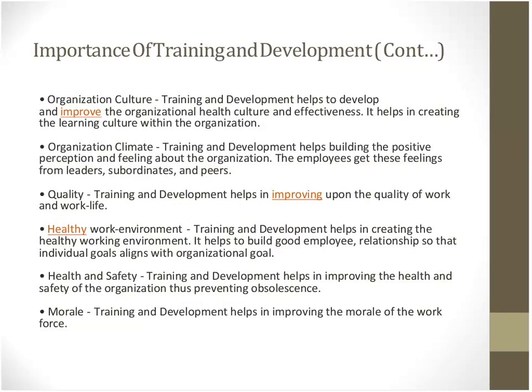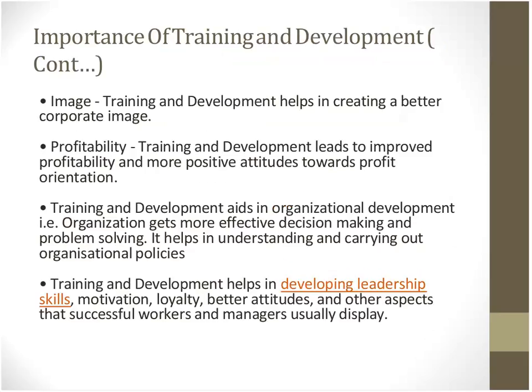And quality is also very important, and it can be achieved by training and development. It improves the quality of the work. And to have a healthy working environment, it can be educated by the training and development part of an organization's strategy. And health and safety: how we can have a safe environment, safe use of equipment, and healthy behavior with each other, with customers, with subordinates and top management. Of course, morale is another issue that can be communicated through the training and development process in our organization.